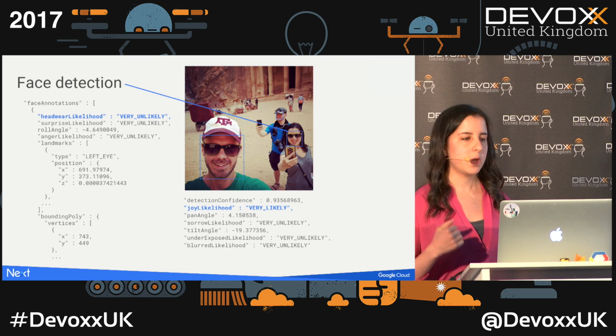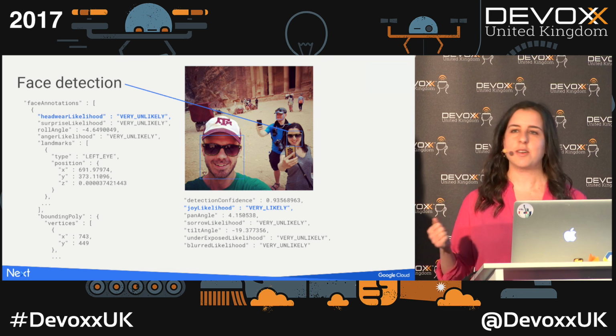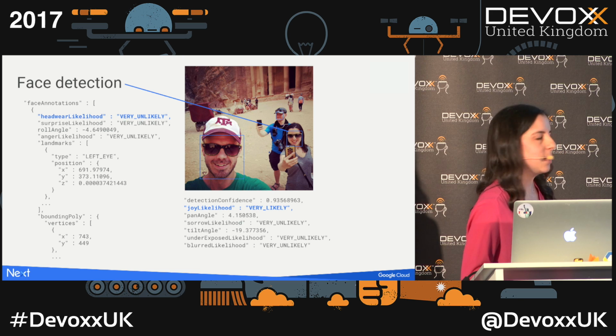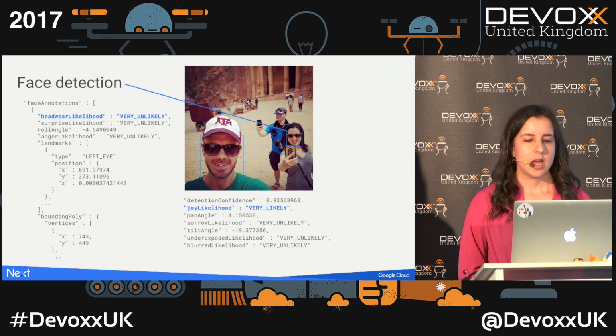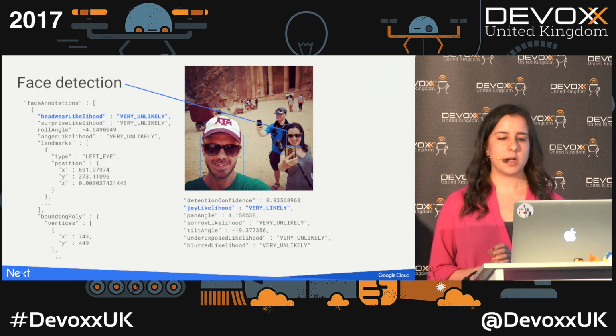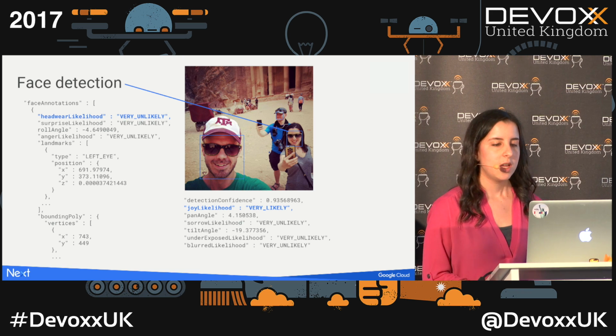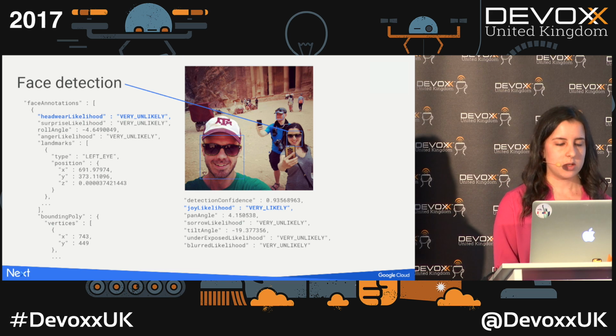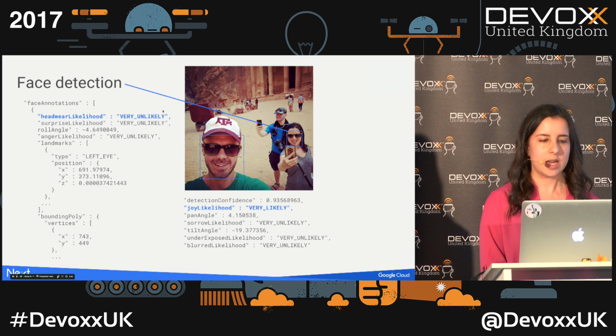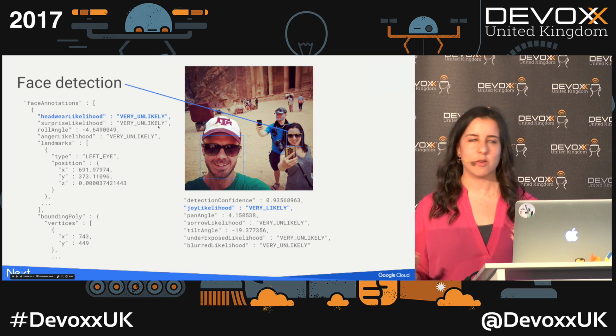So I just wanted to show you what the JSON response looks like. This is a selfie I took in Jordan last year with some teammates on a trip there. And this is the JSON response just for my face. It returns a JSON object for each face found in an image. And the one for my face, you can see it has a bunch of data here. It says headwear likelihood, very unlikely, which is true. I'm not wearing a hat.